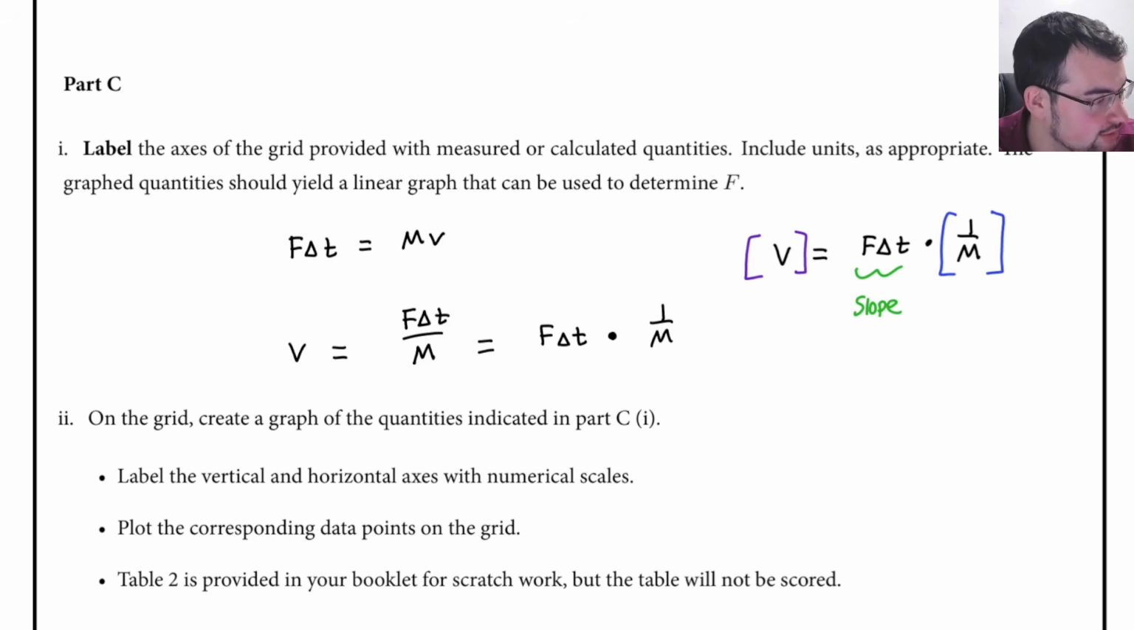Now, if you want to just call delta t 2 at this point, you're totally fine to do that. This is more just about getting the correct answer. So if you graph v versus 1 over m, the slope will be f delta t.